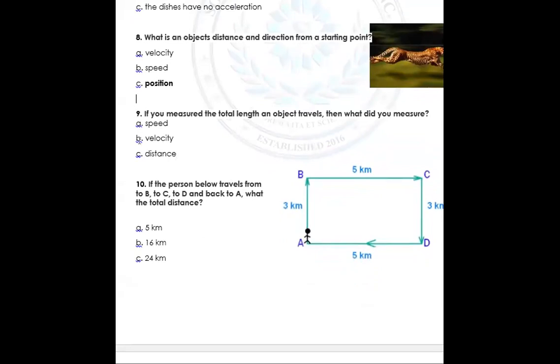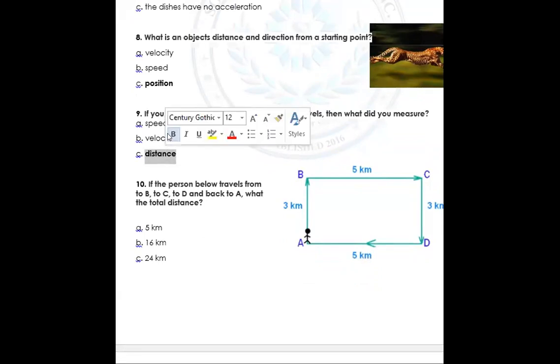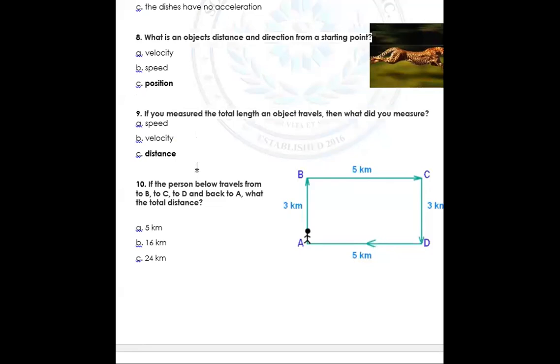Number 9. If you measure the total length an object travels, then what did you measure? Distance. The answer is letter C, distance, because it's asking for the total length of an object.